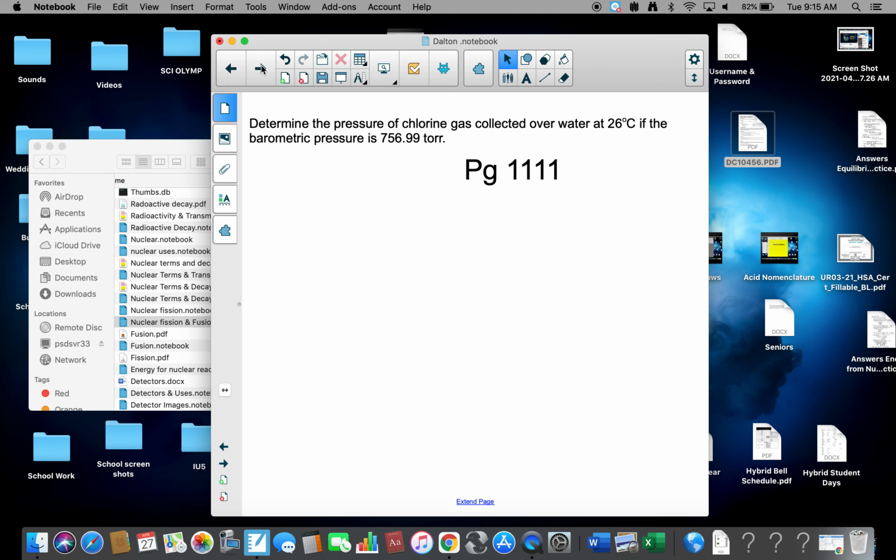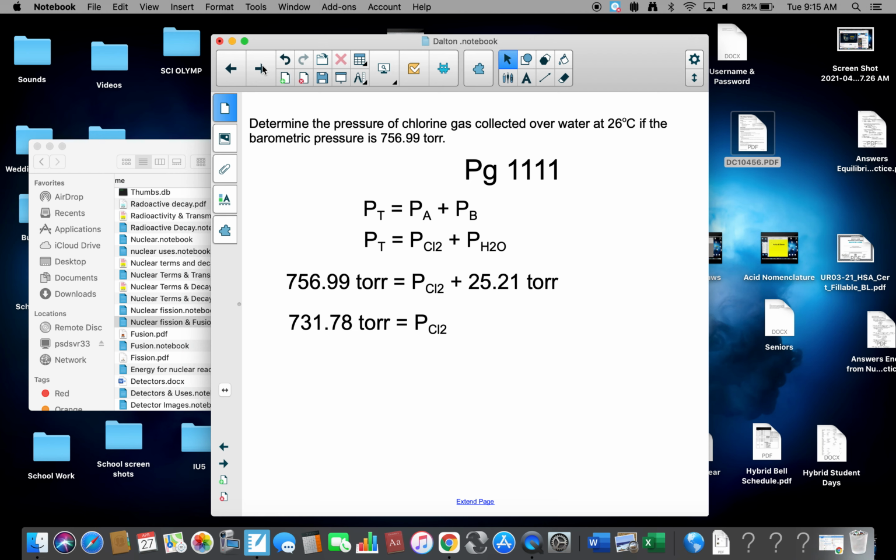Barometric pressure is equal to the total pressure. So we have P total equals P of the first gas plus P of the second gas, which is P of chlorine plus P of water. The total pressure is the barometric pressure, which is going to be 756.99 torr. We don't know chlorine, but from page 1111, we know that the water vapor pressure at 26 degrees Celsius is 25.21 torr. We just simply subtract it, and we get 731.78 torr. That's all we have to do for that one.